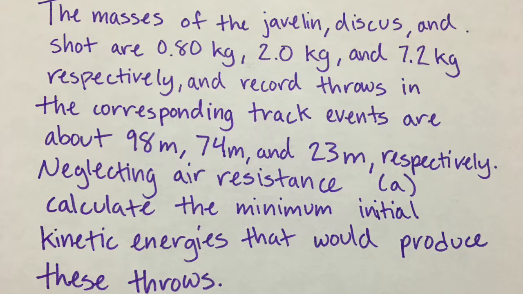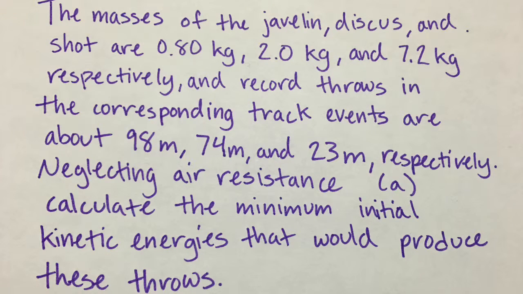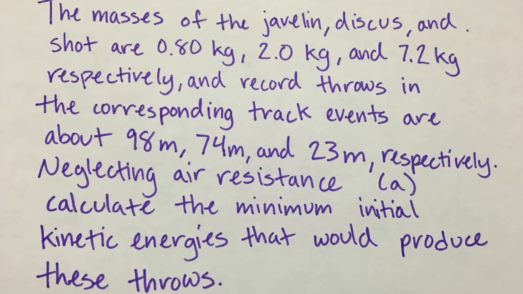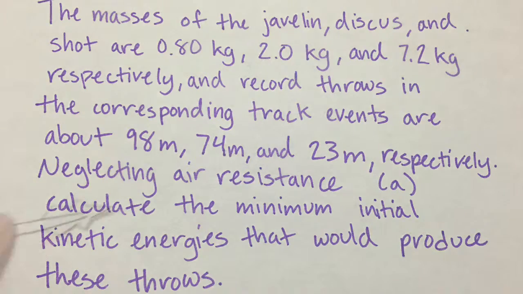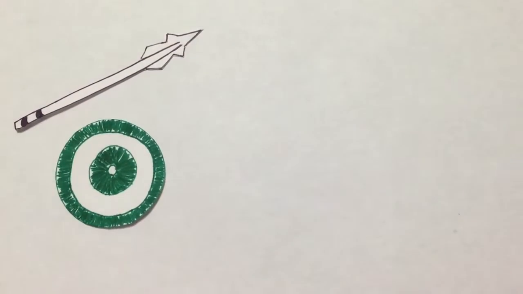The problem says the masses of the javelin, discus, and shot are 0.8 kilogram, 2 kilograms, and 7.2 kilograms respectively, and records in the corresponding track events are about 98 meters, 74 meters, and 23 meters respectively. Neglecting air resistance, calculate the minimum initial kinetic energies that would produce these throws. So here we have the javelin, then the discus, and then lastly the shot.